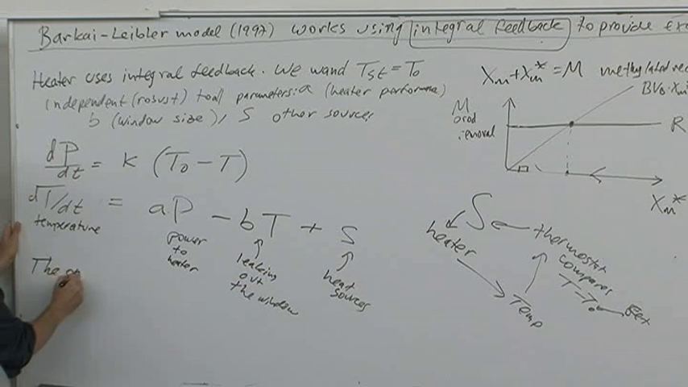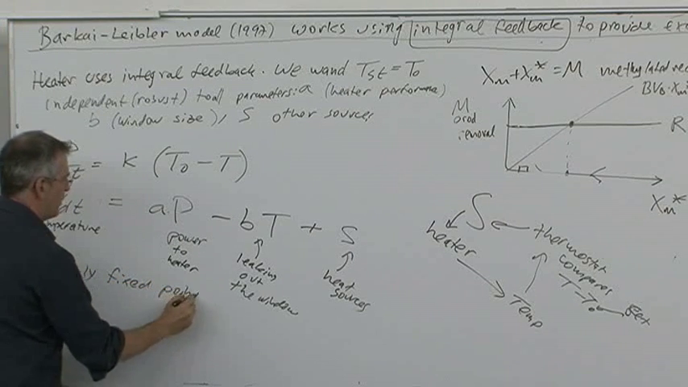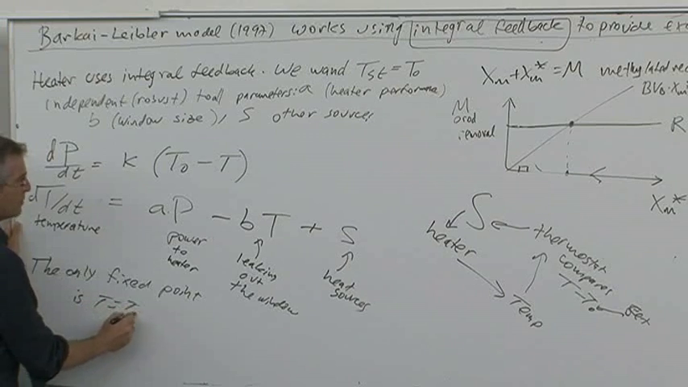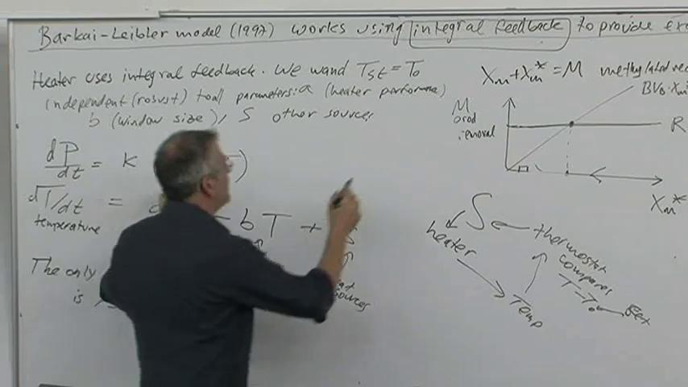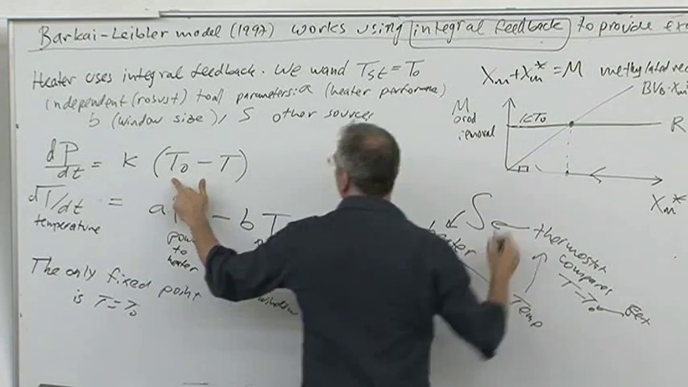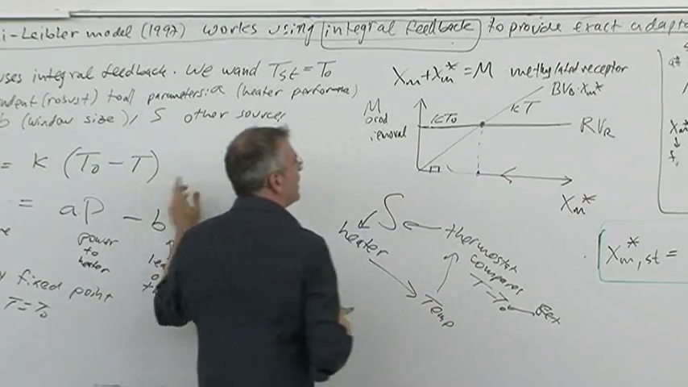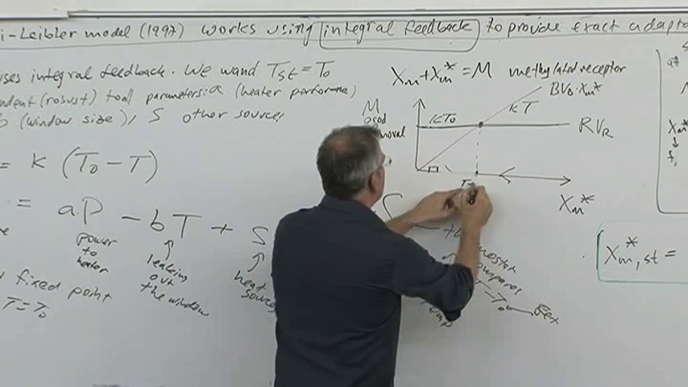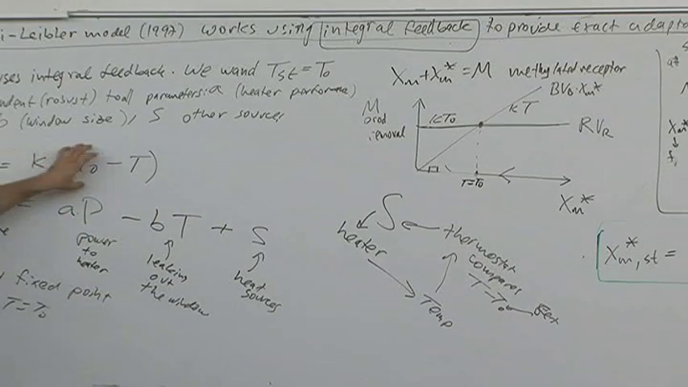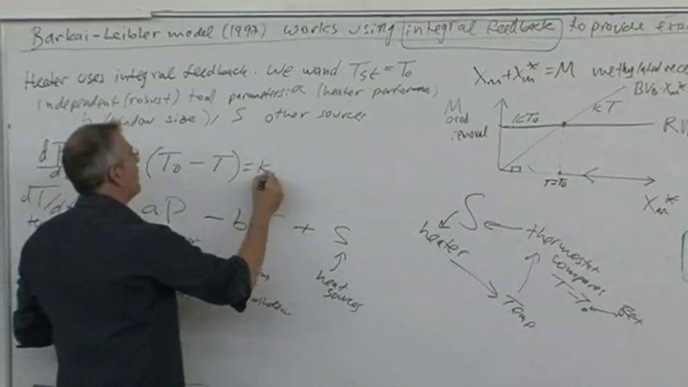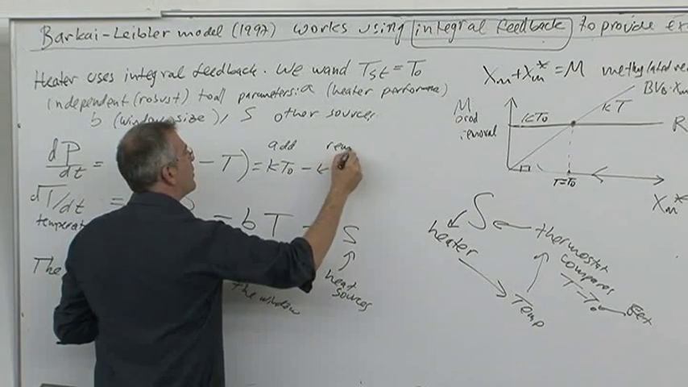What's the only possible fixed point in this system? It is T equals T0. It's exactly the same curve there. I have the rate of adding power is K T0, and the rate of removing power is K T. And their only intersection is where T equals T0. That's the way it works here. K T0 is adding power. K T is removing power.